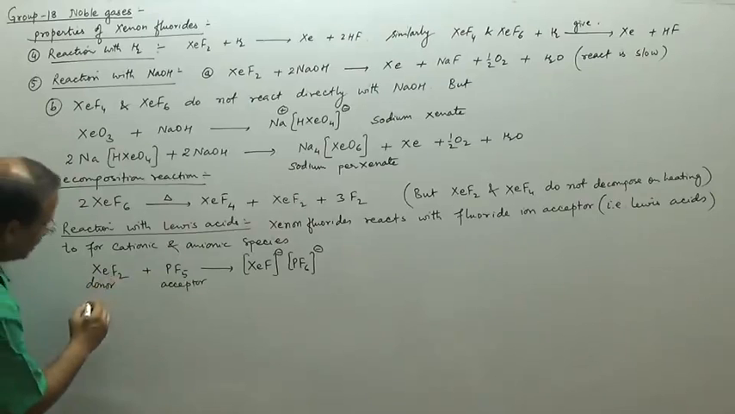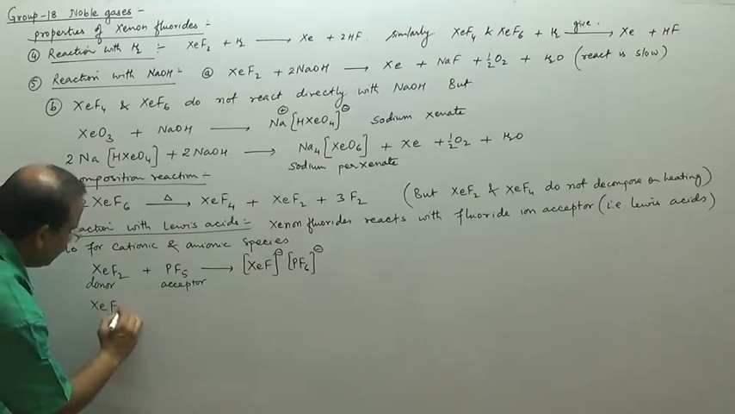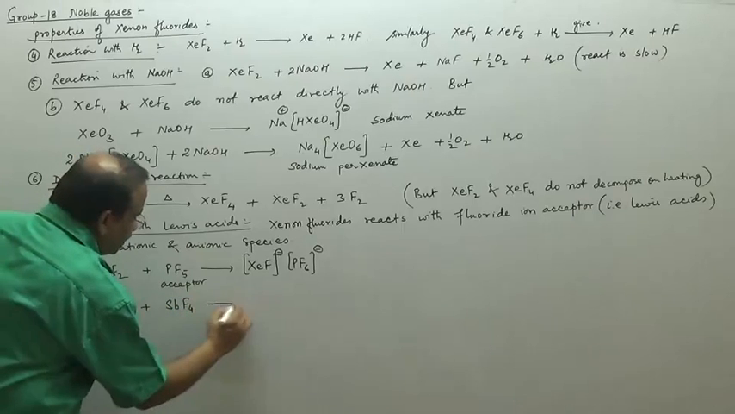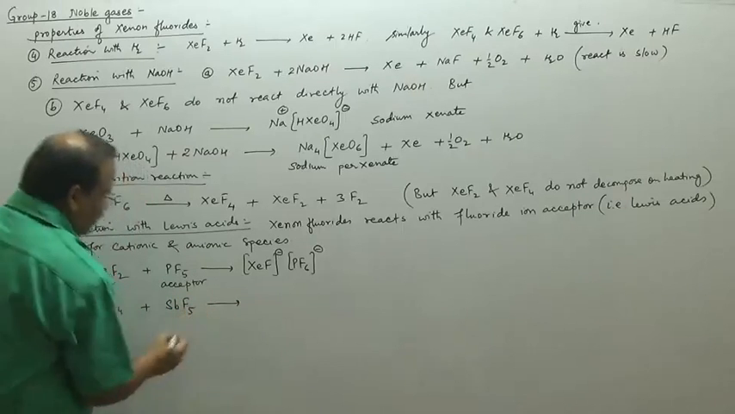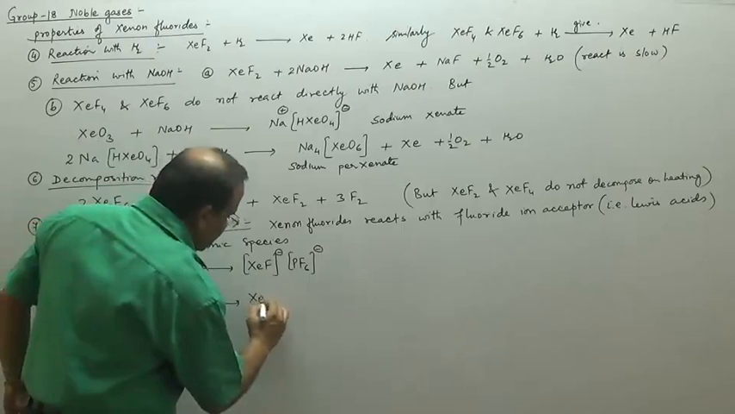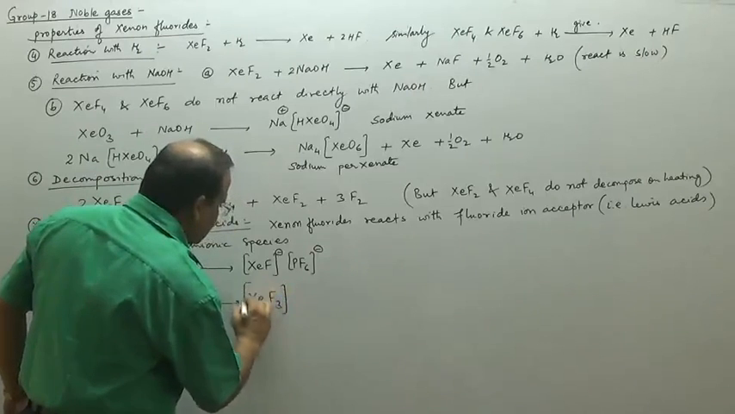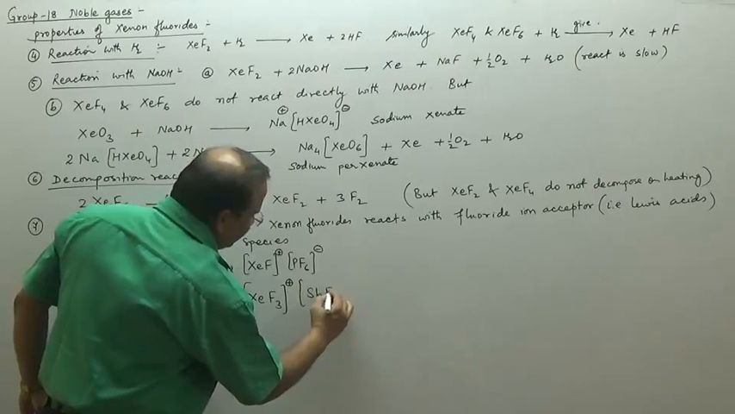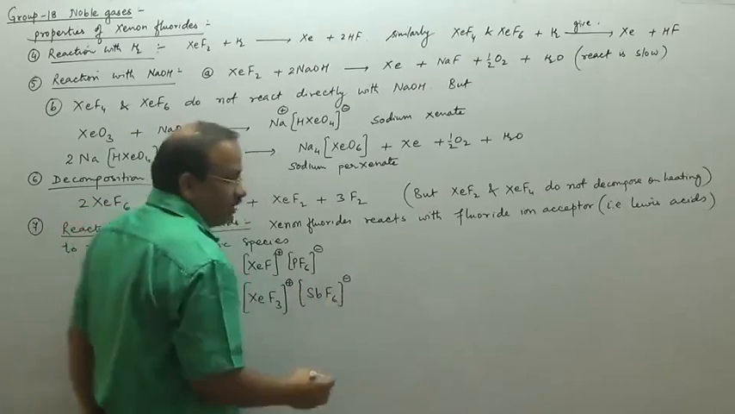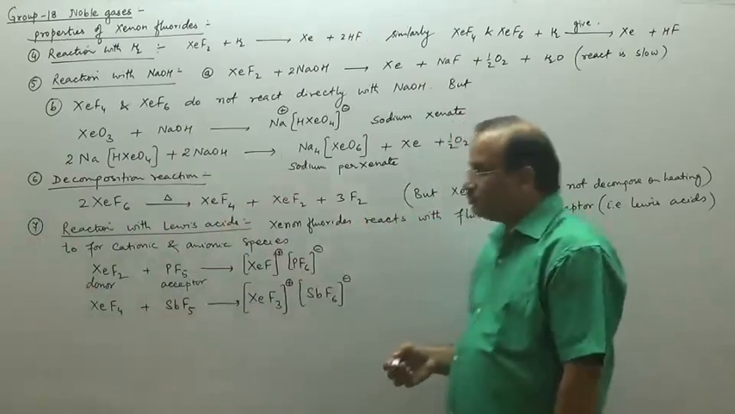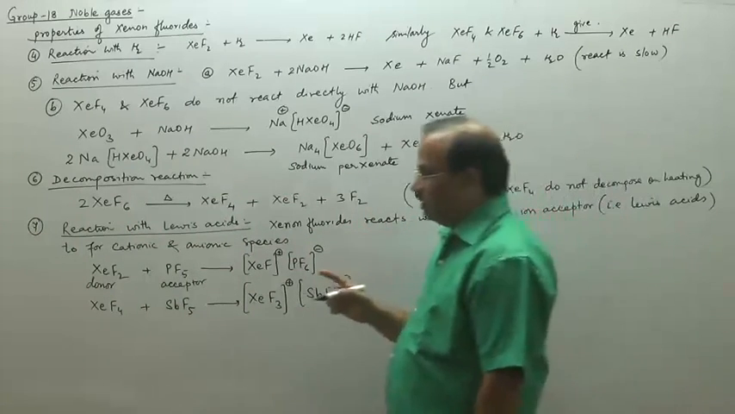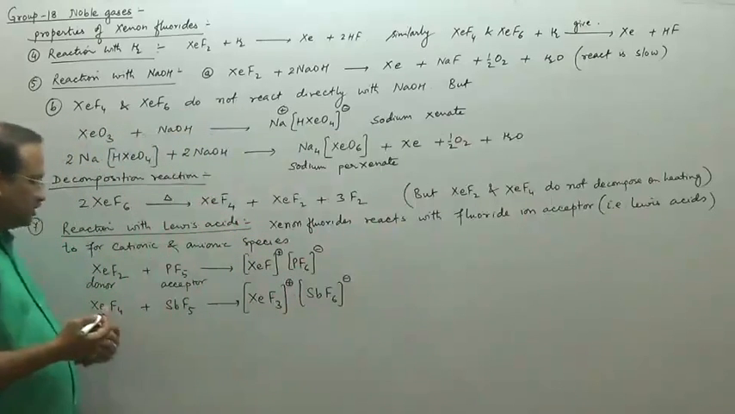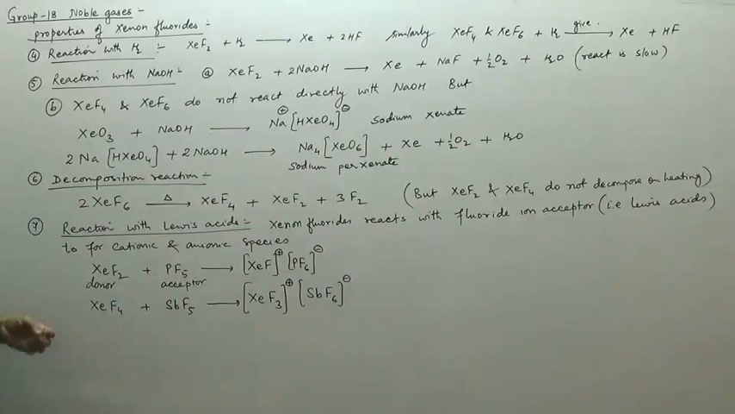Next we can write XeF4. When it reacts with another Lewis acid, you can take any Lewis acid, it doesn't matter. In that case, antimony pentafluoride is a very strong Lewis acid, and again XeF4 will be a fluorine donor. So we get a positive charge on the cationic complex, and SbF6 will form the anionic complex. So they will react with the acceptor, the Lewis acid, and the xenon fluoride itself is the fluorine donor.